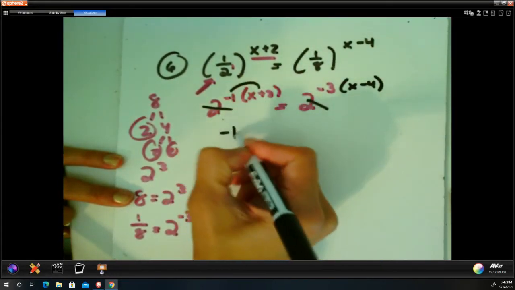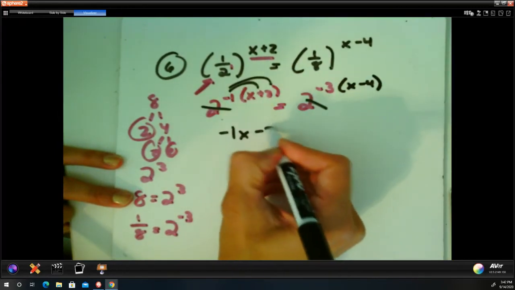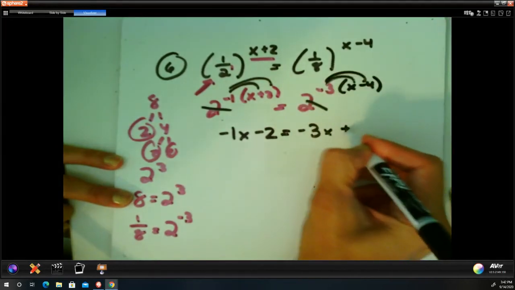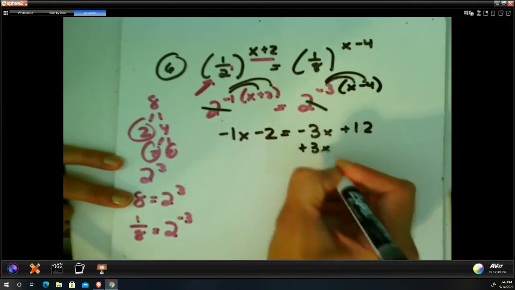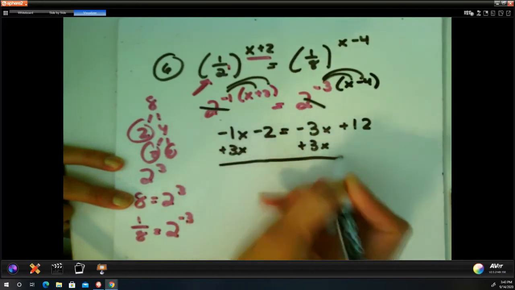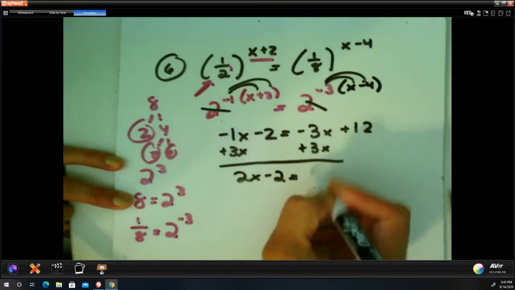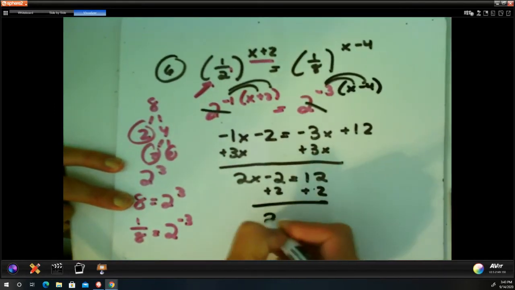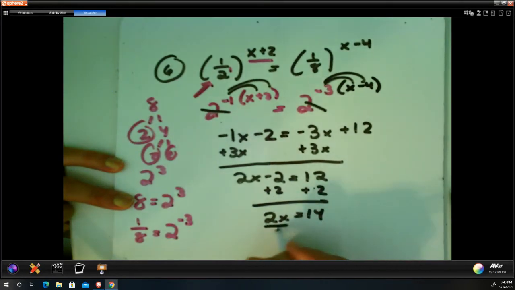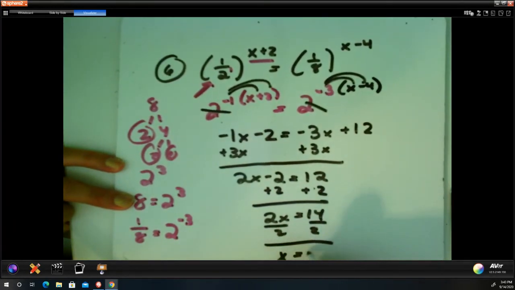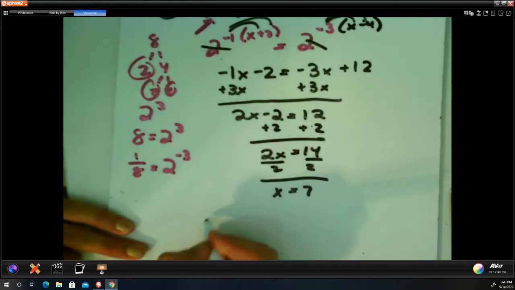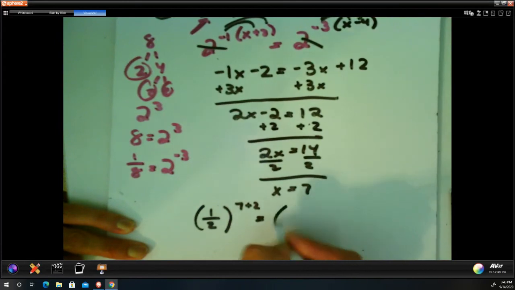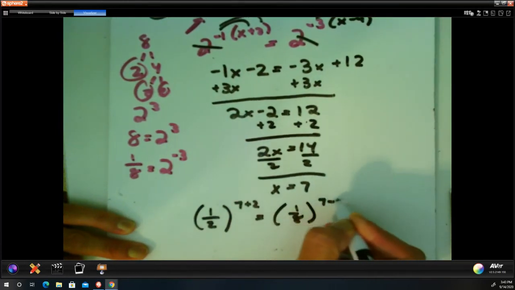Negative 1 times x is negative 1x. Negative 1 times 2, negative 2. On this side, negative 3x plus 12. So get your x's to one side. I tend to move them to the left. It does not matter which direction you go. Add 2. 2x equals 14. Divide by 2. X is 7. And of course, we want to check, does 1/2 to the 7 plus 2 equal 1/8 to the 7 minus 4?